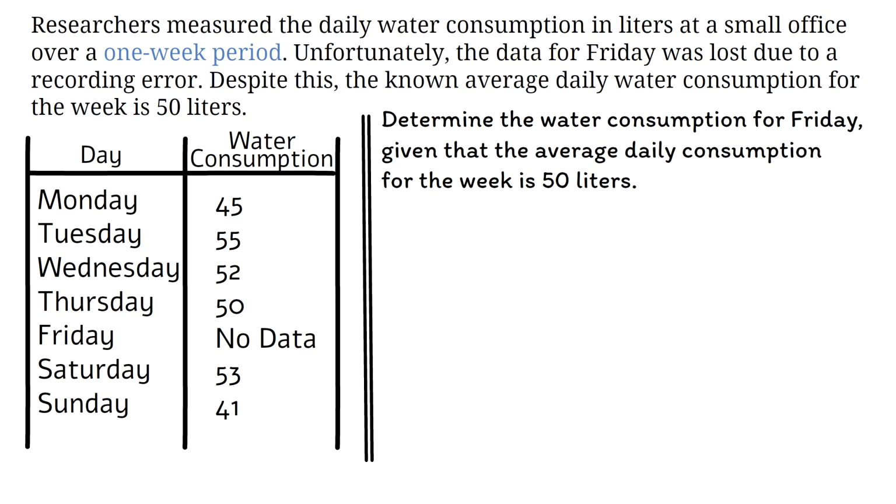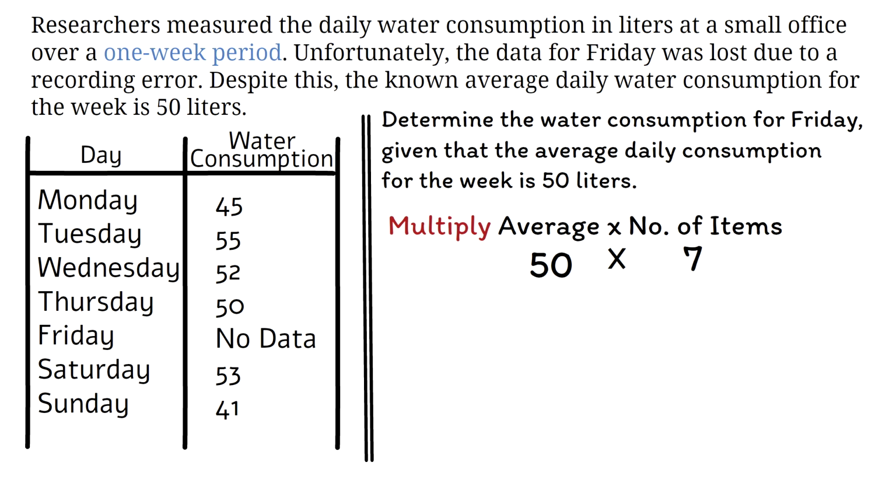This is another kind of average question. You should know how to solve average questions with missing information. To solve this question, you first have to multiply the average by the number of items. The average was given as 50. The period is 1 week, which is 7 days. So the number of items is 7. 50 times 7 is 350.